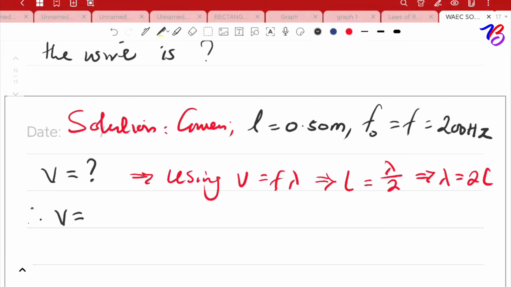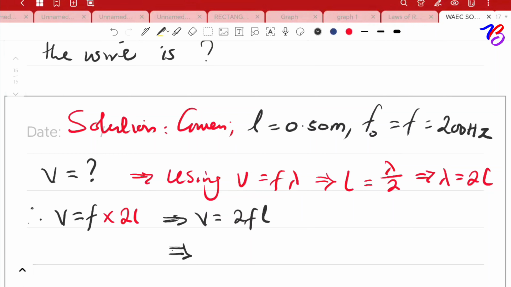So V is equal to, are you here? By substitution, F. We'll write our F because it's given. So F multiplying our lambda. Instead of writing this lambda, we'll write 2L. Is that clear? So F multiplied by 2L. Are you here? So this will now equal 2FL. So V is equal to 2FL.